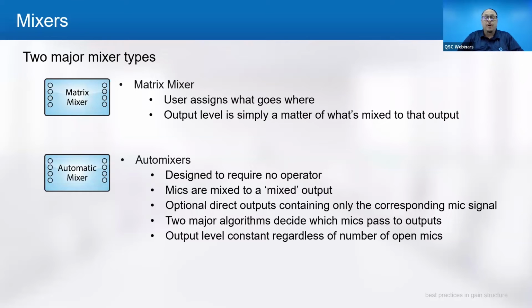But when we start talking about auto mixers, they're designed to manage multiple microphones in a system and require no operator. All the mic inputs get mixed to a common output. Then you have optional direct outputs that will contain only that corresponding mic signal, and those can be set up to be pre or post gate. Two major algorithms will decide which mics pass to the outputs, and we'll talk about that in the middle. The output level should remain constant, regardless of the number of open mics.